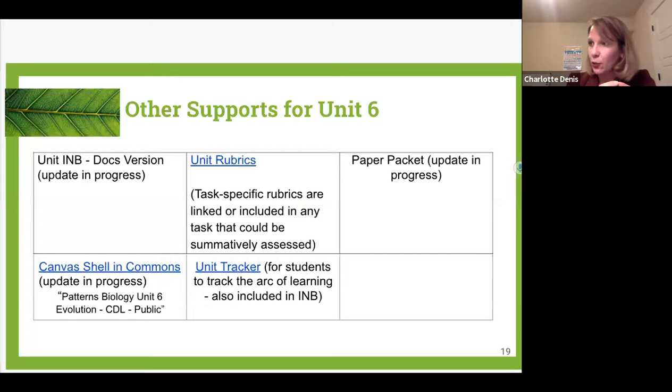There are some other supports that we have available for you. The INB and the Canvas shell are not there yet, but they will be by the end of this week. I'm curious if any of you are using the paper packet, will you please send me an email? We've not gotten a lot of feedback about use of the paper packet, and so we've dropped off on building that because we don't want to spend a lot of time building something that nobody is using. So if you're using the paper packet, could you let me know, please? That would be really helpful feedback.